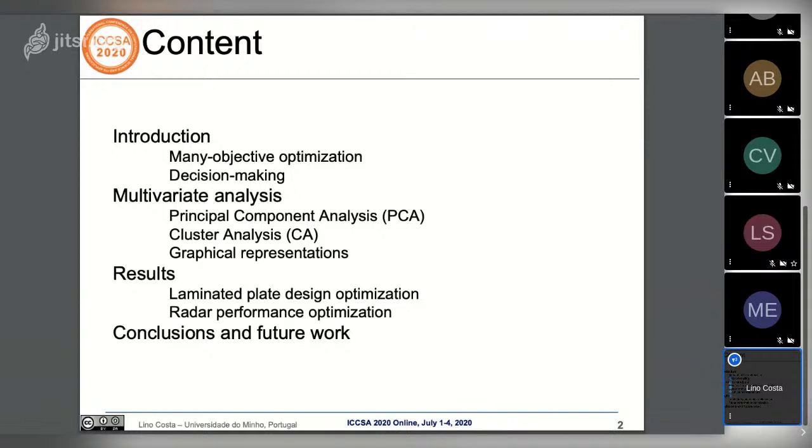I will present some results applied to many objective optimization problems in the engineering area. The first one is a laminate plate design optimization problem, and the second one is related to optimization of the radar performance. Finally, I will address some conclusions and future work.